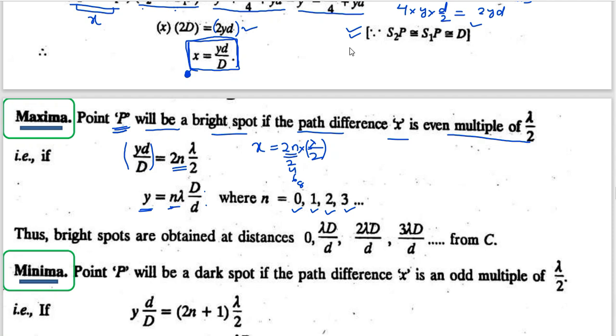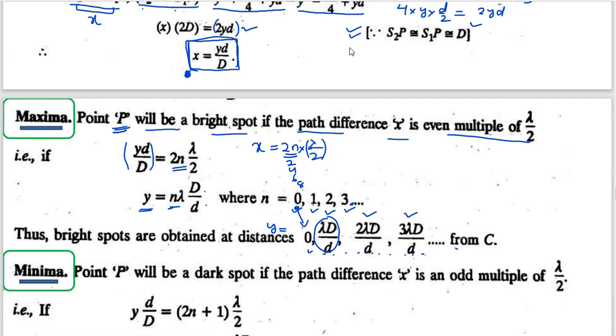If we put n equal to 0, we get y equal to 0. If we put n equal to 1, we get lambda D by d. If we put n equal to 2, we get 2 lambda capital D by small d. If we put n equal to 3, we get 3 lambda into capital D by small d. So these are the places of bright spots.